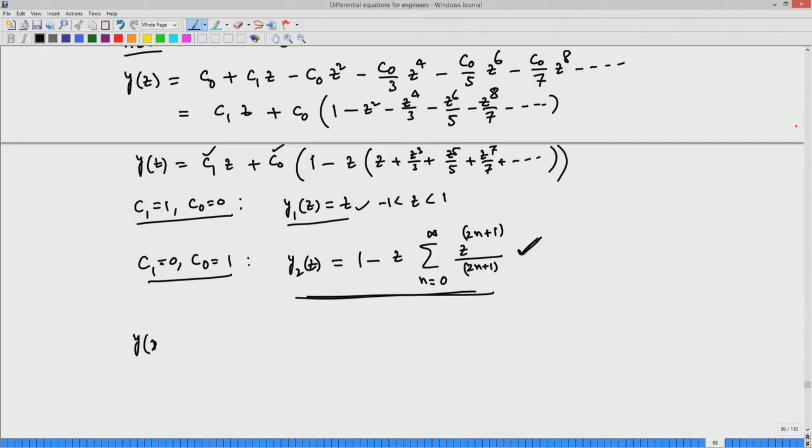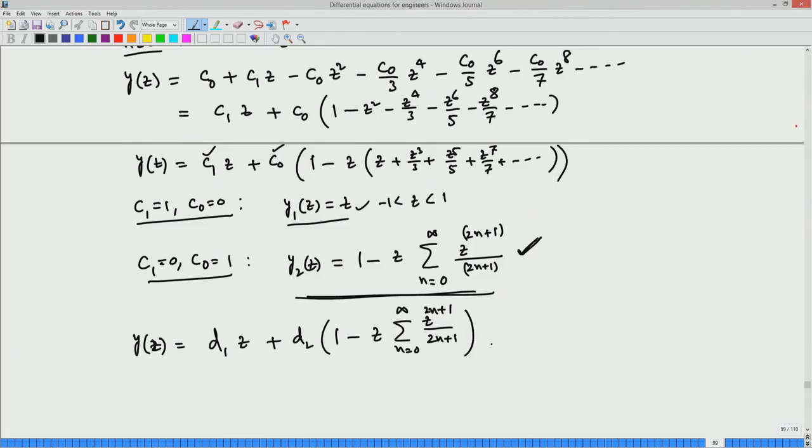So finally, y of z is, if you want to use the same C1, or D1, a linear combination with arbitrary constants D1 into z plus D2 into 1 minus z times this power series. This actually converges, with terms z power 2n plus 1 by 2n plus 1.